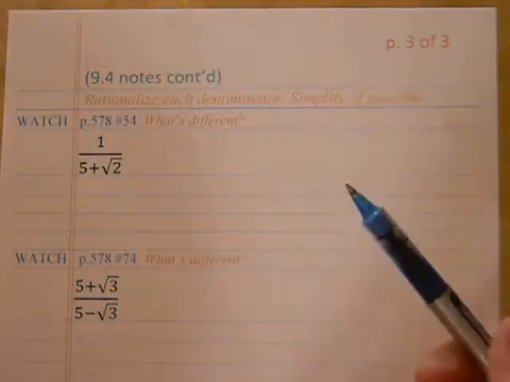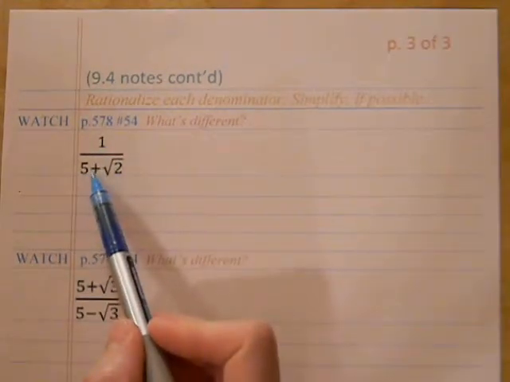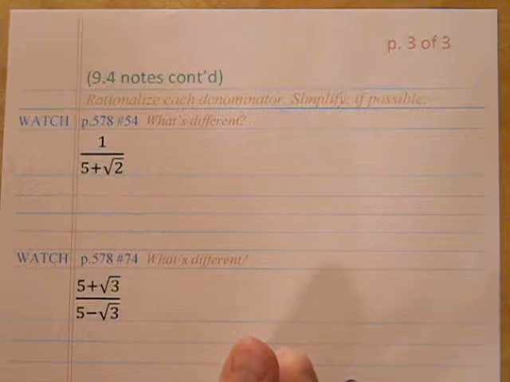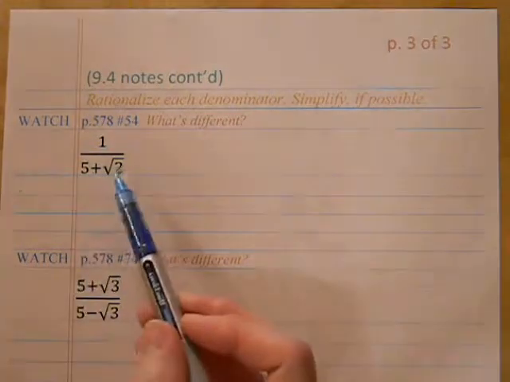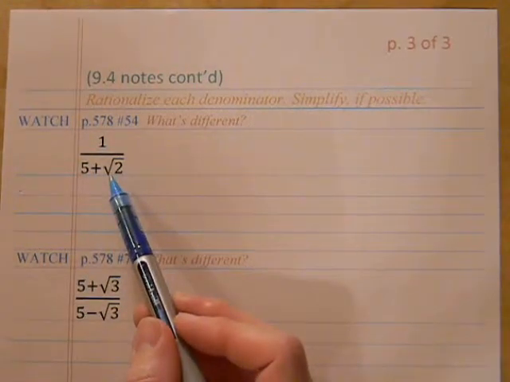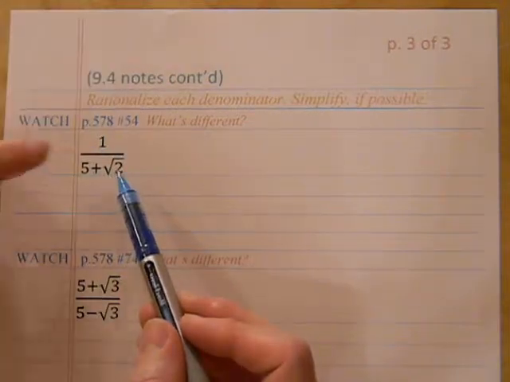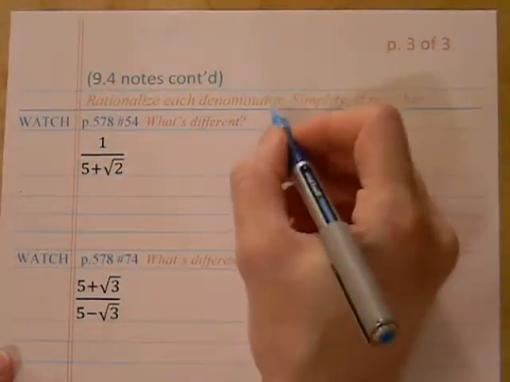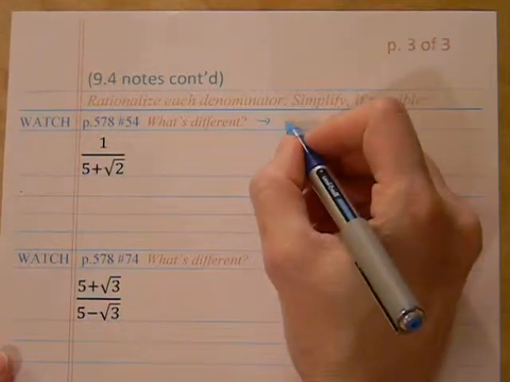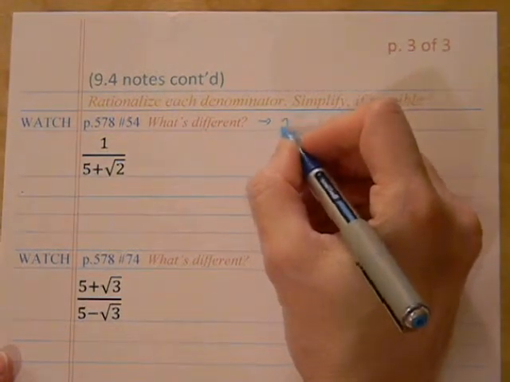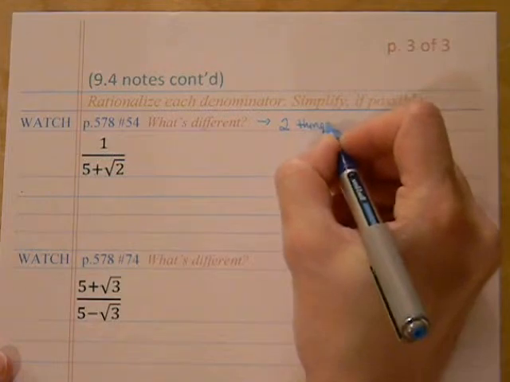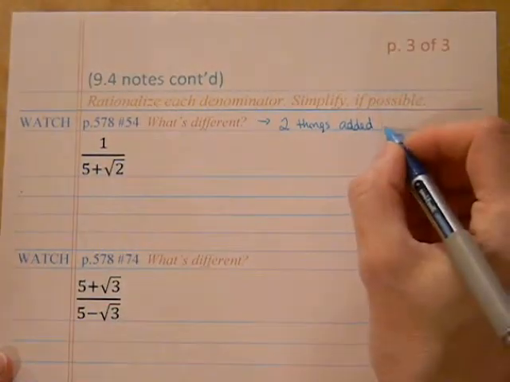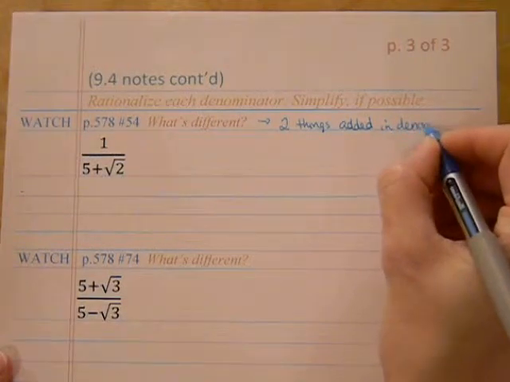And what is it? Well, you've got things being added or subtracted. The very bottom one that you're going to try on your own is an addition one as well. This is a completely different situation. What's different here is you've got two things added or subtracted in the denominator.